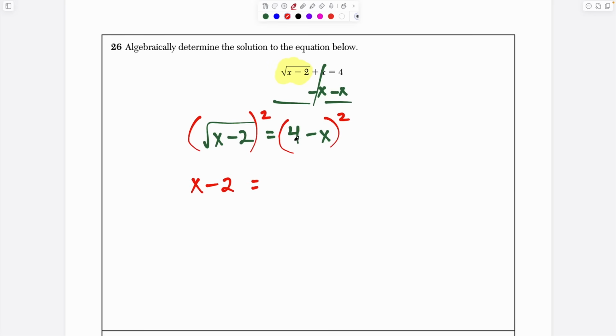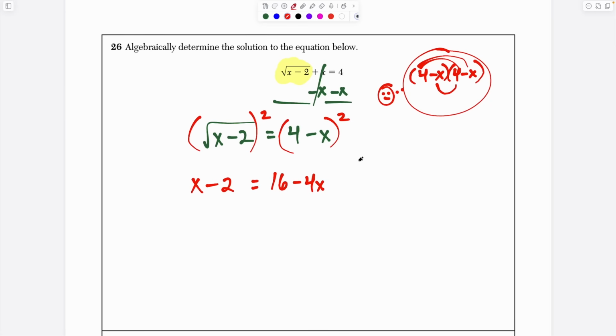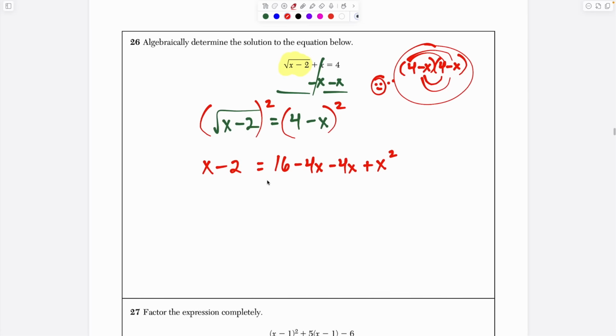Equals, and here we just have to be careful. We have to make sure that when we do this, we're actually expanding and doing 4 minus x times 4 minus x. So this one here, we would have 4 times 4 is 16. Then we have 4 times negative x is minus 4x. And then negative x times 4 is minus 4x. And then negative x times negative x is plus x squared. Just be careful that you don't just do the first term squared and then plus the second term squared. That's a very common mistake to make with these questions.